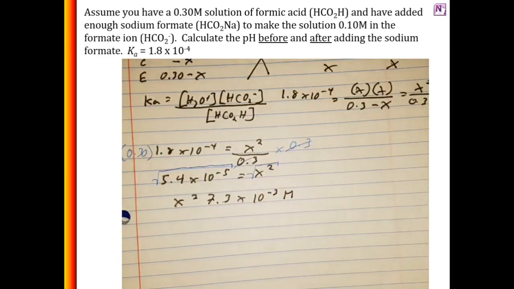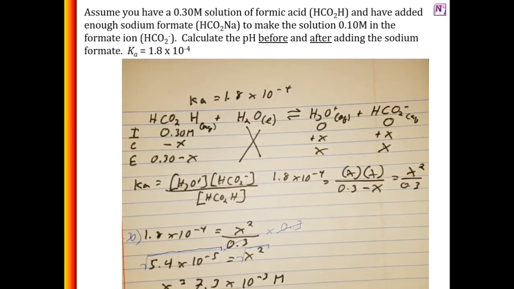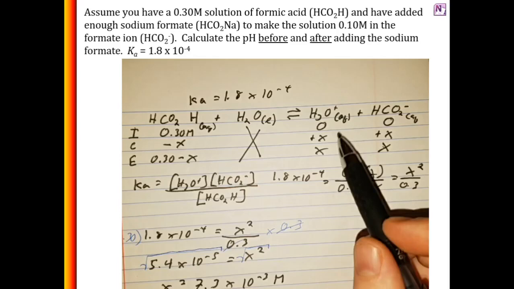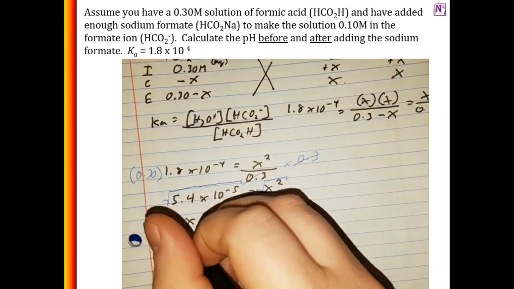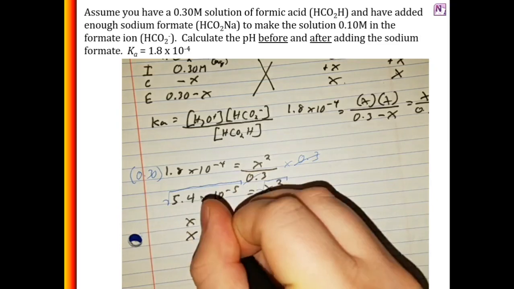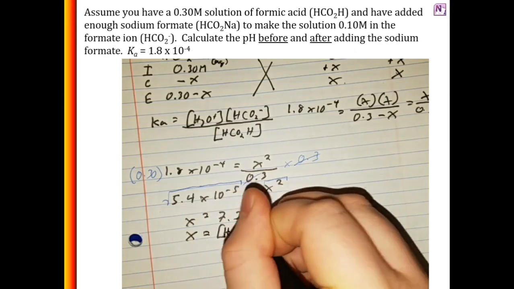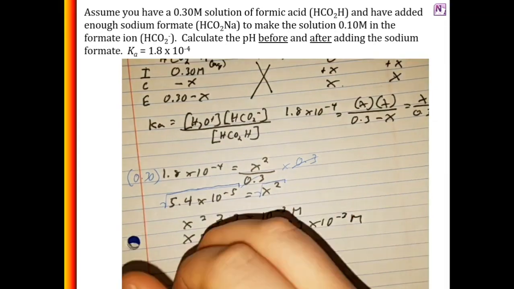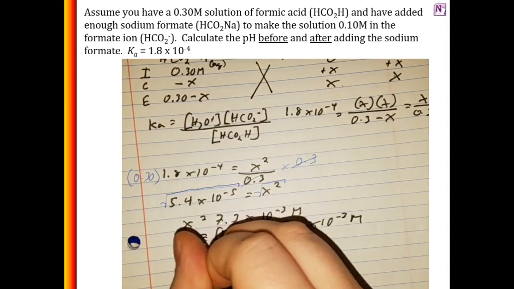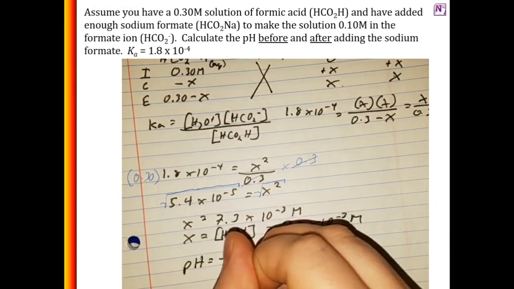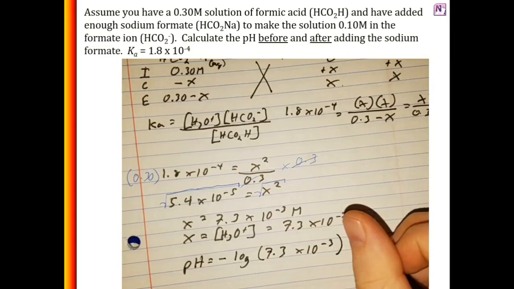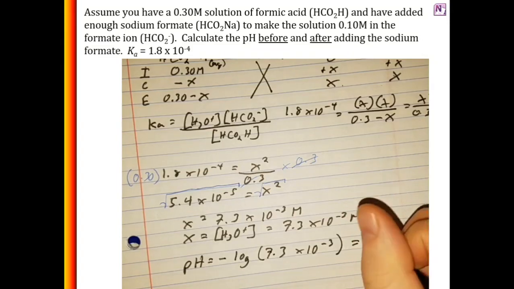And then I have to remember, if I go back to my ice table, what am I ultimately looking for? I'm ultimately looking for the pH of this solution at equilibrium. So I want to know, what is my H3O plus concentration? So for this particular case, x is equal to the H3O plus concentration. So I can say x is equal to the concentration of H3O plus, which is equal to 7.3 times 10 to the minus 3. Okay, and I'm looking for pH. So pH will be equal to minus the log of 7.3 times 10 to the minus 3. Okay, and this gives me a pH of 2.13. Okay, so that's the first half of my answer.